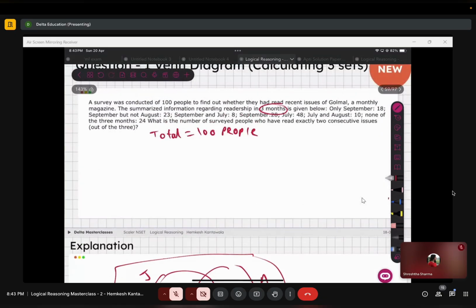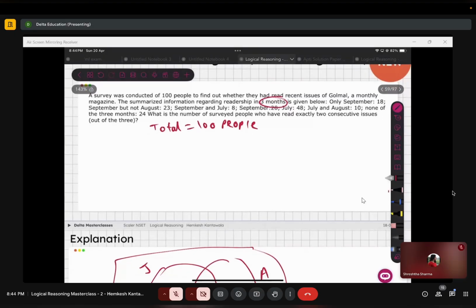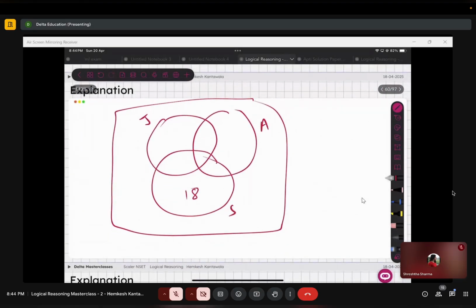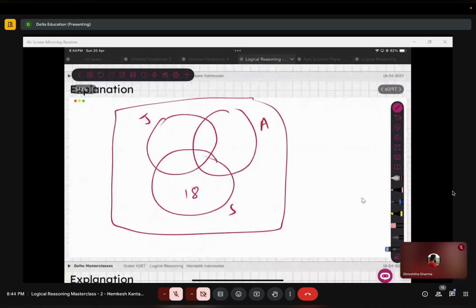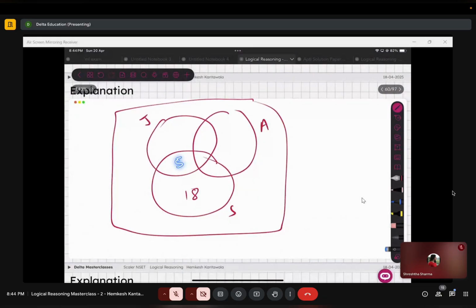Next, September but not August is 23. Now what it is saying, September but not August. August is not needed, so it would be this part. It is given that this whole part is 23. So we could easily find this part, which would be equal to this whole part minus this part, which is 18. So this part is 23 minus 18, which is equal to 5.